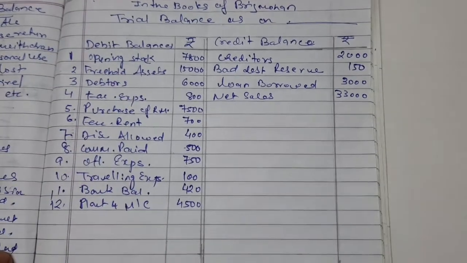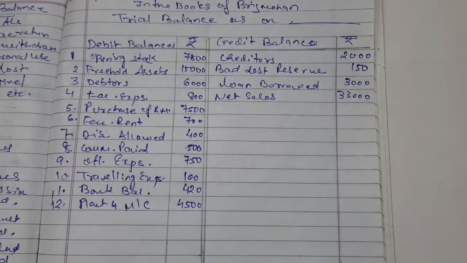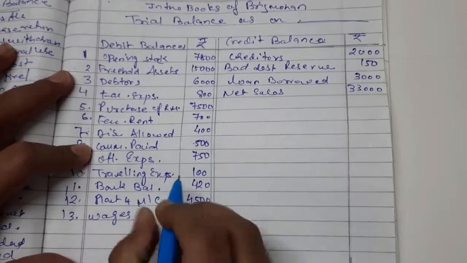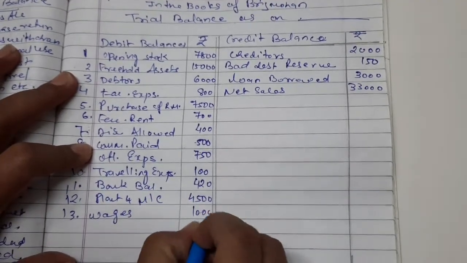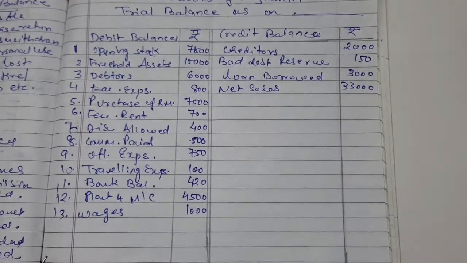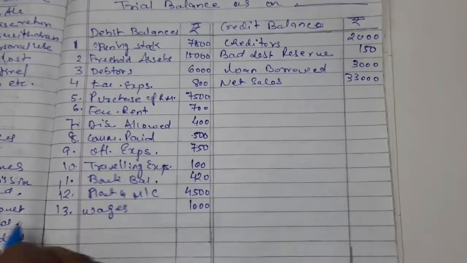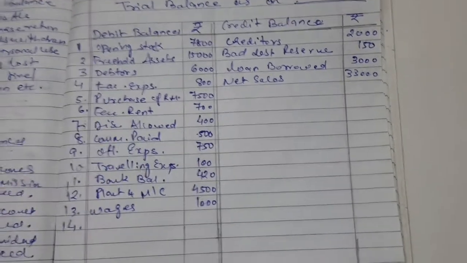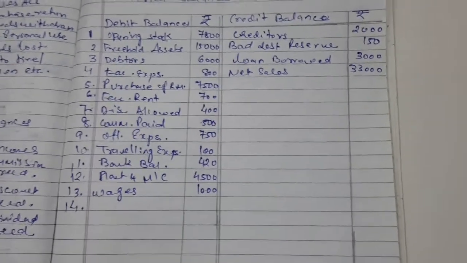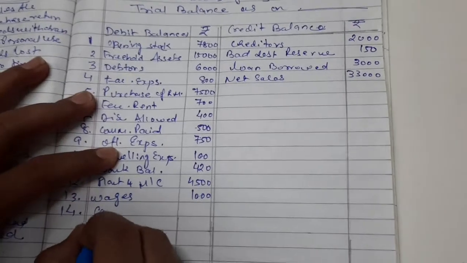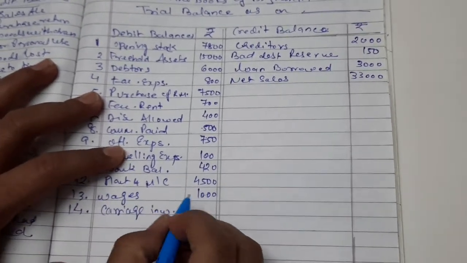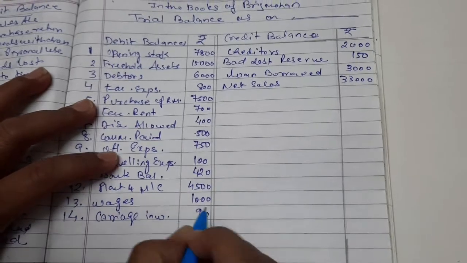4,500. Next is wages. Wages and salaries are our expense, so it will always come on the debit side. Wages 1,000. Next is carriage inward. Carriage inward is our expense. Any kind of carriage inward or carriage outward, both are expenses. So expenses will always have a debit balance. So we will write carriage inward 90 rupees.